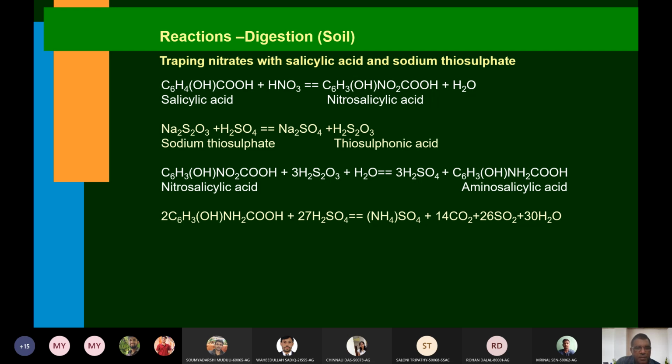And this aminosalicylic acid will react further with sulfuric acid and convert into ammonium sulfate. So you can see in the soil, this salicylic acid and your sodium thiosulfate have converted nitrate into ammonium sulfate in the presence of sulfuric acid. So now for total soil nitrogen, every part of the nitrogen is in ammonium sulfate form.